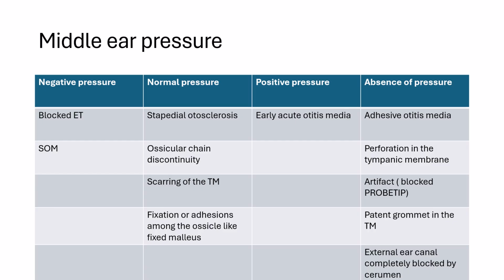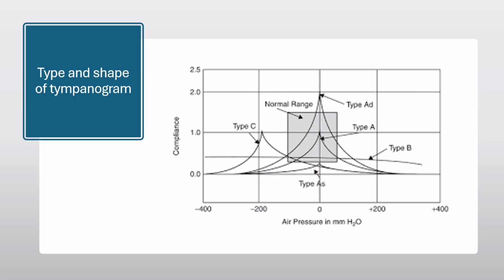Now we come to the types and shapes of tympanograms. We use the classic classification: type A, AS, AD, B and C. What is type A? Type A is normal. Type AS shows shallow compliance, meaning a stiff TM, seen in otosclerosis. Type AD means the TM is very floppy. It moves here and there, with a lot of movement of the TM. It is seen in ossicular chain discontinuity.